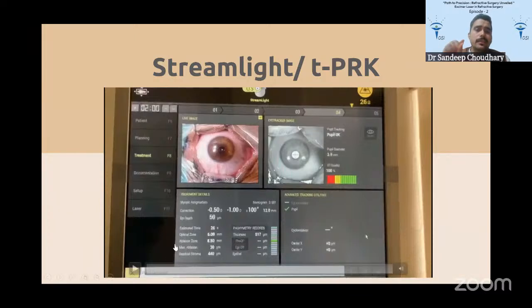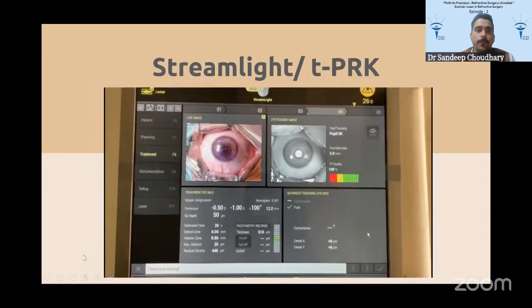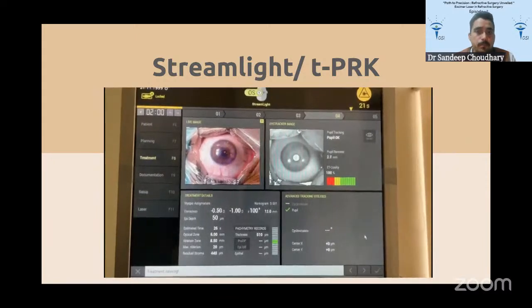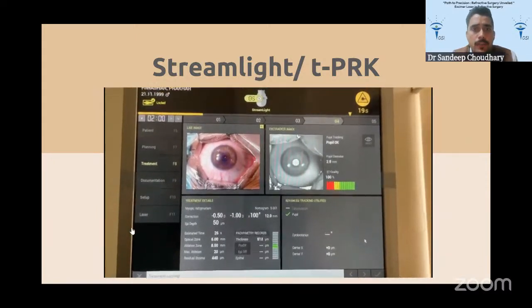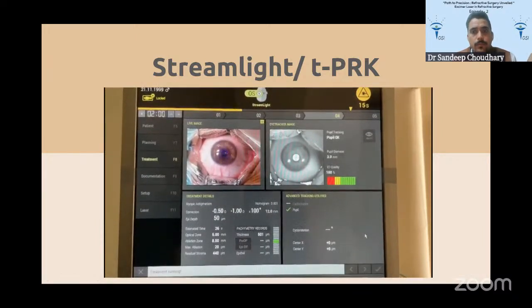The epithelium thickness also varies from the center to the periphery. In the center, it's around 50 to 55 microns, and in the periphery, it goes up to 60 to 65 microns. So the machine itself will create this differential ablation of the epithelium first, and then proceed with the ablation for the refractive error. So this is how it is done in a single step only.